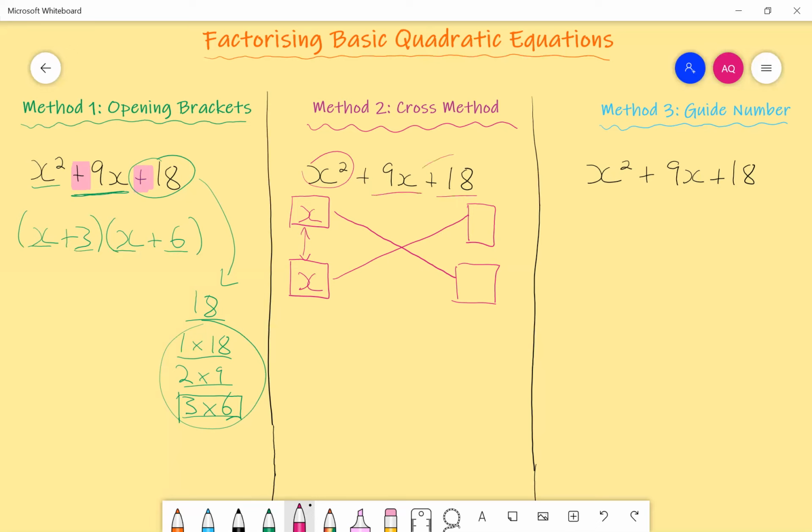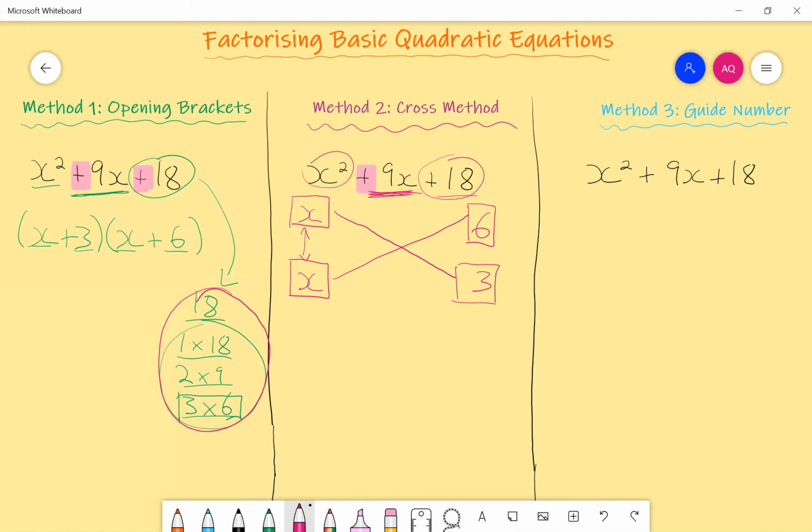So again, we'll look at the factors of 18. Now I'm just going to write my factors of 18 over here. So we have our factors of 18 there. And what we need is very, very similar to the last. We need a pair of factors which will add to give the 9x that's in the middle. Again, because that's a positive 9x, the two numbers must add to give 9. So that means it's going to have to be 6 and 3.